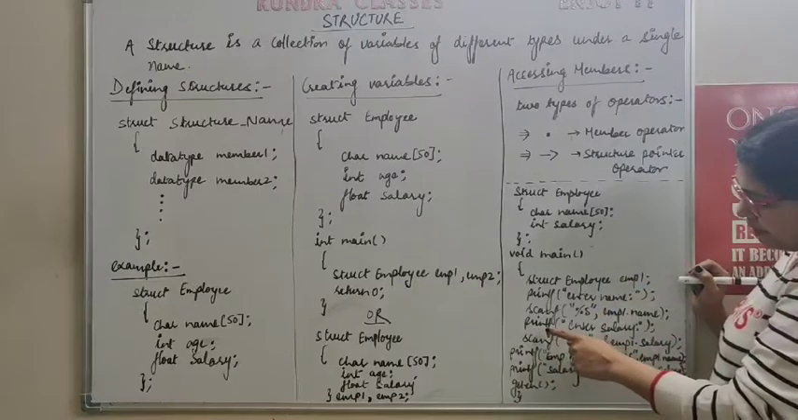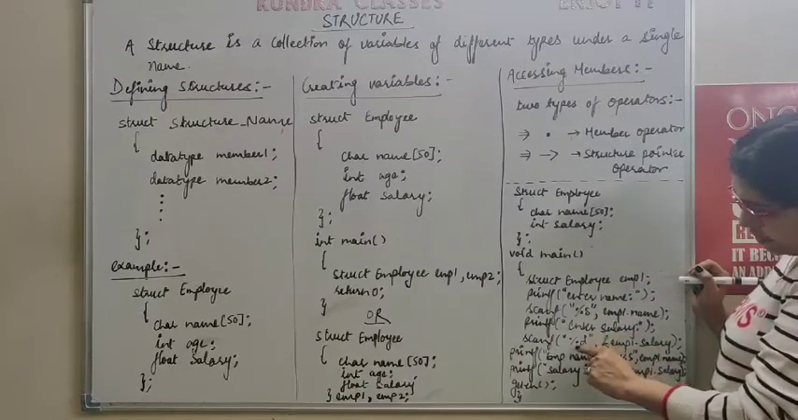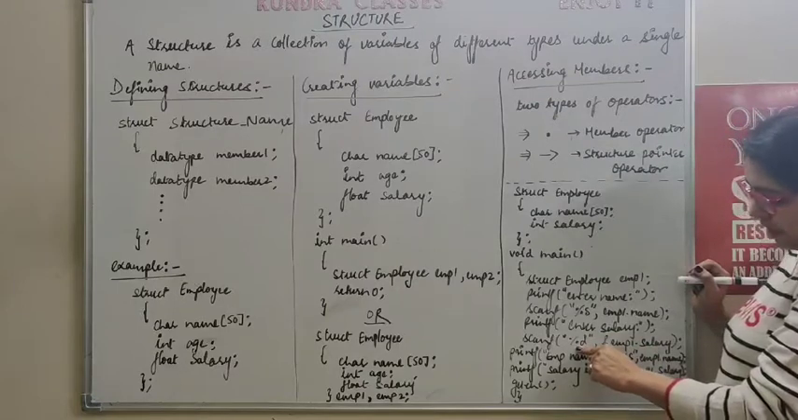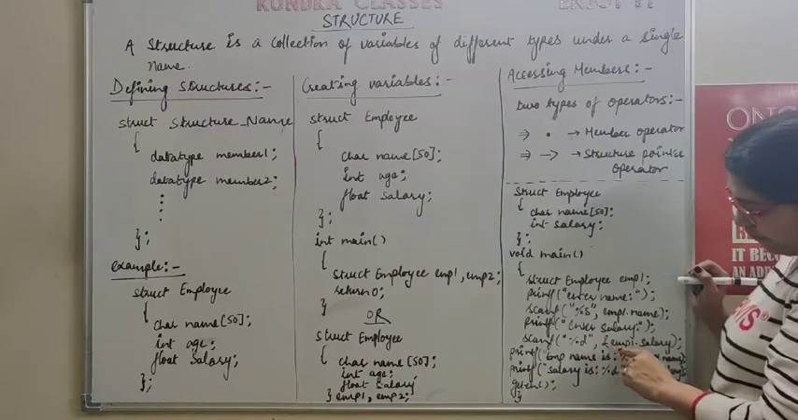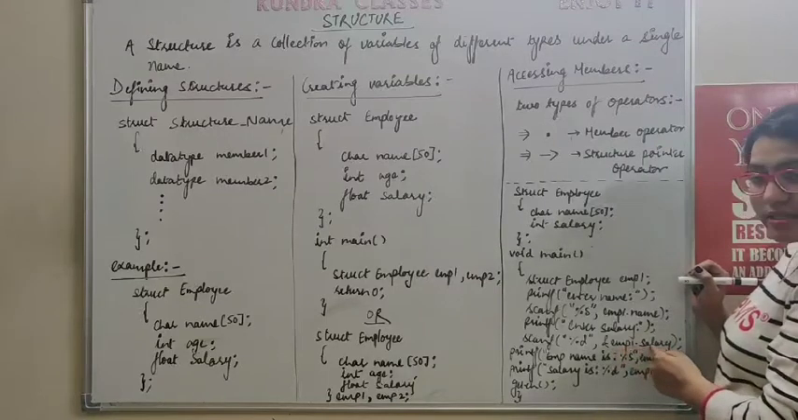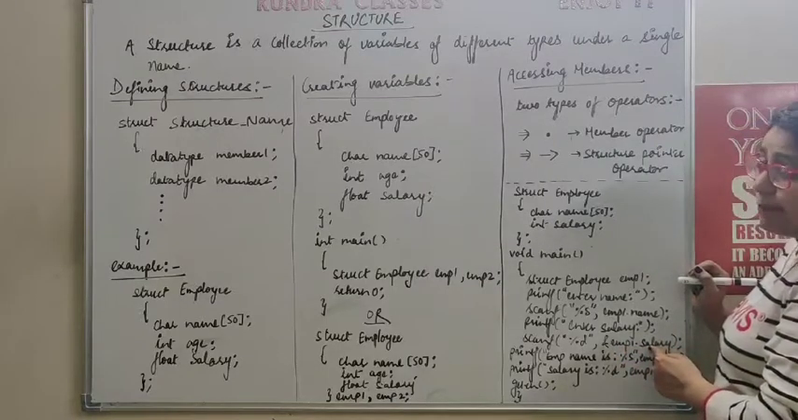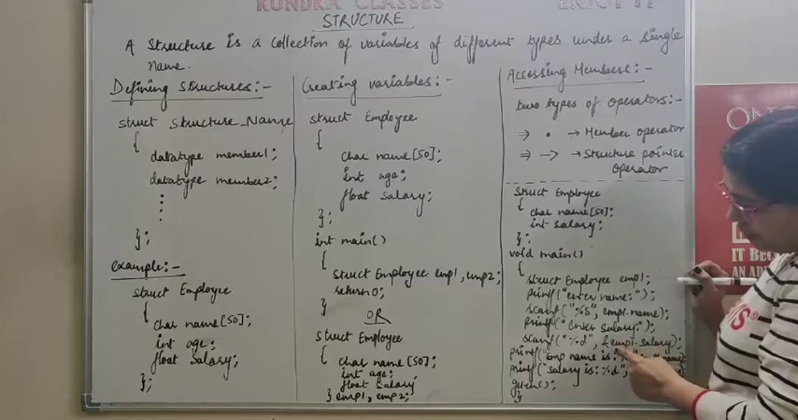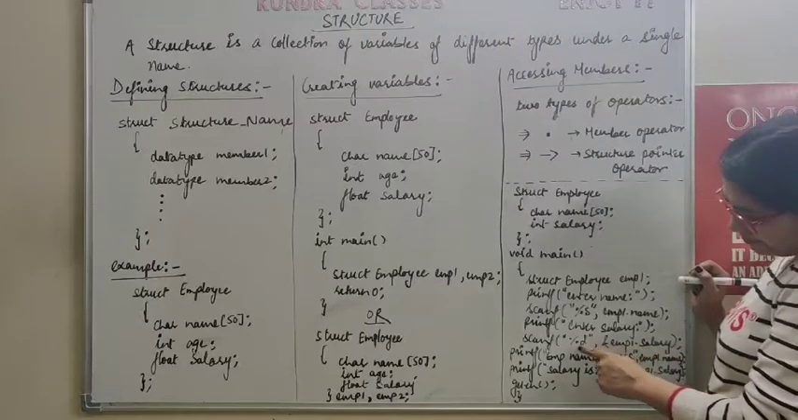Then printf "Enter salary", %d format specifier for integer, and the address of emp.salary. This is how we can access the emp.salary value, a member of the structure. The address will be passed.